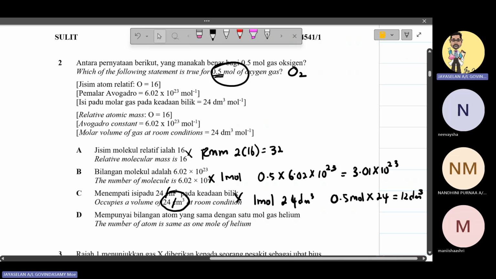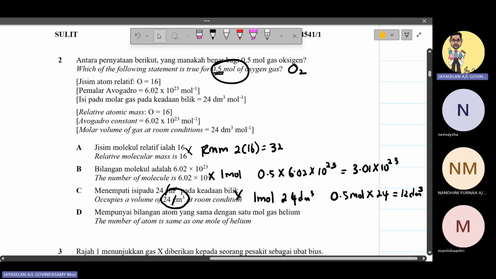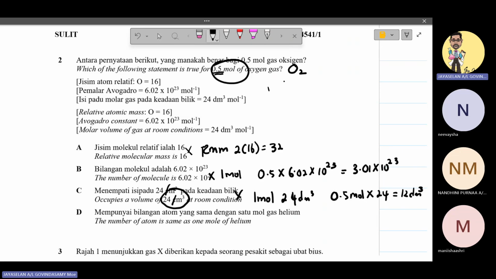Therefore, it has the same number of atoms as in 1 mole of helium. Here, how many atoms do you want to find? You take the number of mole, 6.02 times 10 to the power of 23. This is molecule, right? A molecule has 2 atoms, so you must times 2 atoms. So here you put 0.5. You all find the answer.